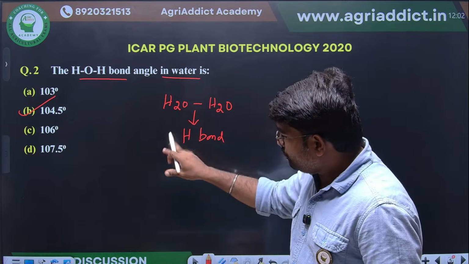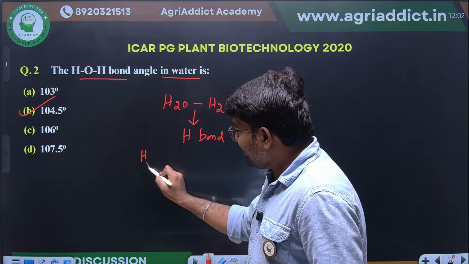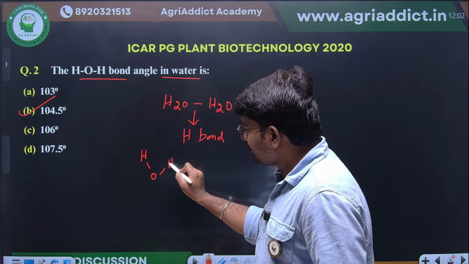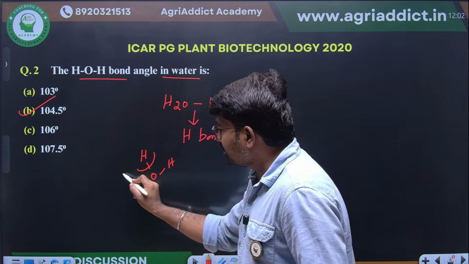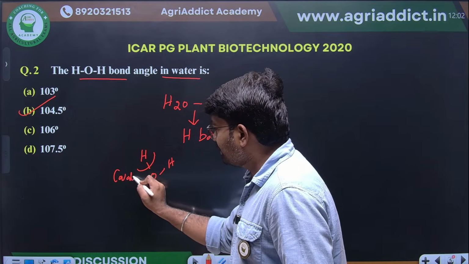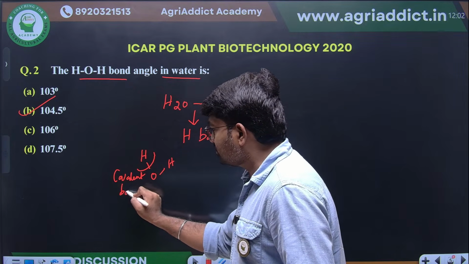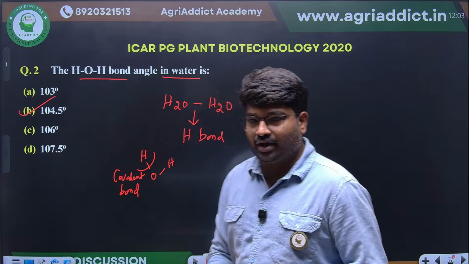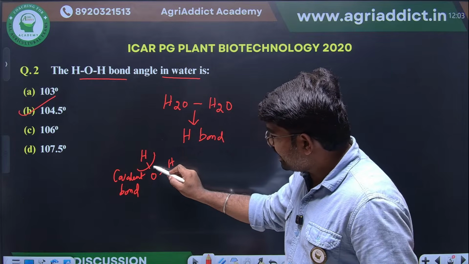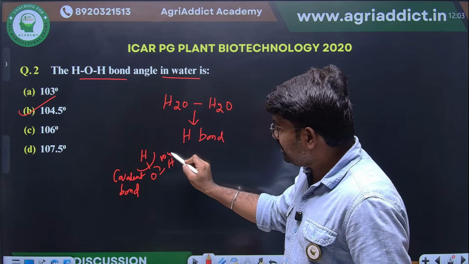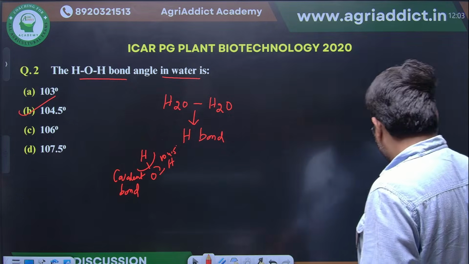Okay. In water molecule, the hydrogen and the oxygen will be joined through which bond? Covalent bond. Okay, covalent bond. This is also another important point you have to remember. This bond angle is 104.5 degree. This is what they have asked in the question.